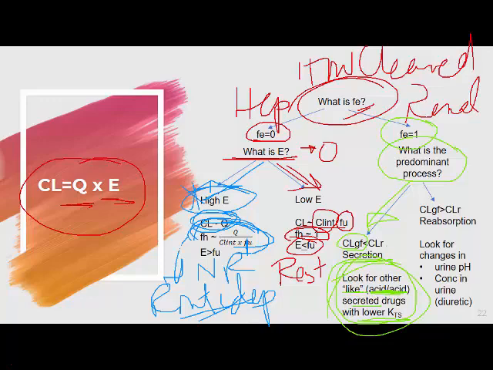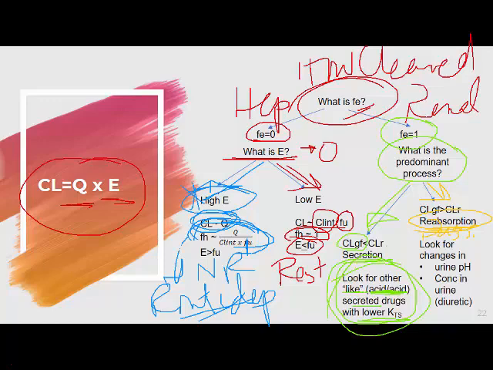What about if the predominant process is reabsorption? And we know that because the filtration clearance is greater than what goes out into the bladder and out of the body. So the drug must be being reabsorbed back into the body. Here this is a passive process, right? So the secretion is active, but reabsorption is just passive diffusion.